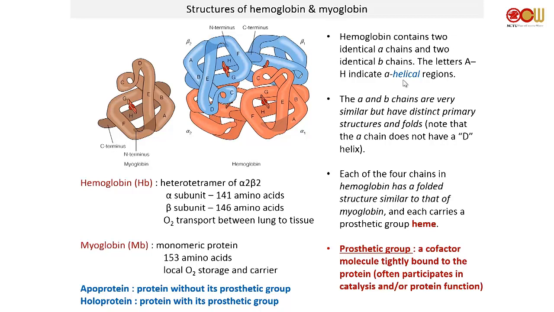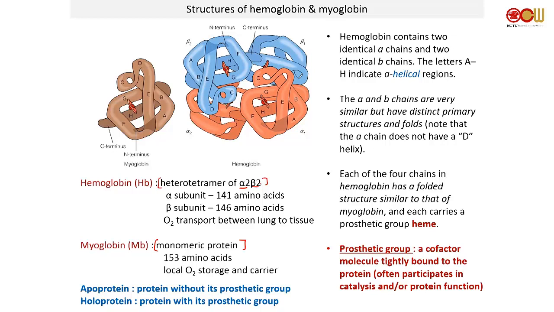We have myoglobin as a monomeric protein and hemoglobin as a heterotetramer, meaning that with a hetero-mer, whatever the mer, it indicates that it has 2 different subunits. In this case, you have 2 alpha, 2 beta. And again, we see that hemoglobin and myoglobin are both composed of primarily alpha helical domains. So primarily alpha helices.